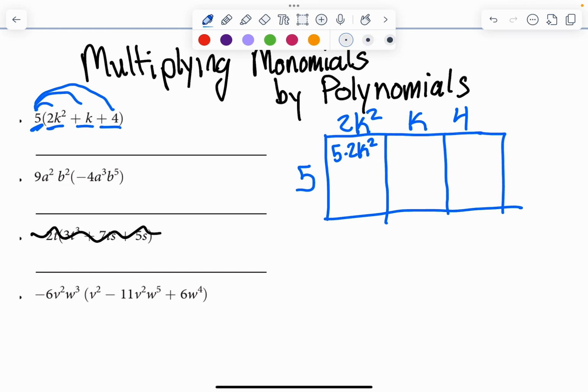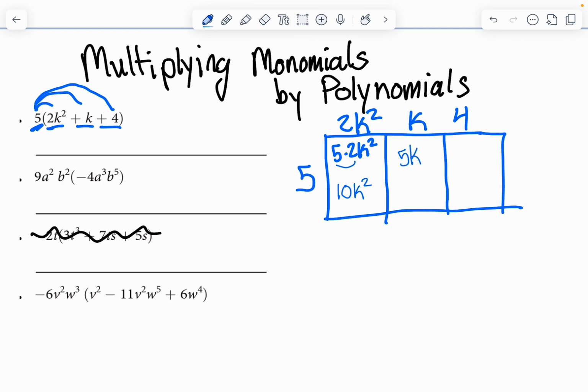Now I can actually visualize this in even smaller parts by first just doing the 5 times 2, and then applying that next to k. So if I were to look at that, this can be reduced into 10k squared. In my next one, I have 5 times k, so that's actually just going to be 5k. And then in the final one, we have 5 times 4, aka 20. So in this case, our final answer would be 10k squared plus 5k plus 20.